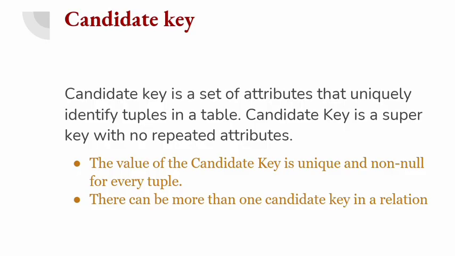What is a candidate key? A candidate key is a set of attributes that uniquely identify tuples in a table. A candidate key is a super key with no repeated attribute. The value of the candidate key is unique and non-null for every tuple. There can be more than one candidate key in a relation.